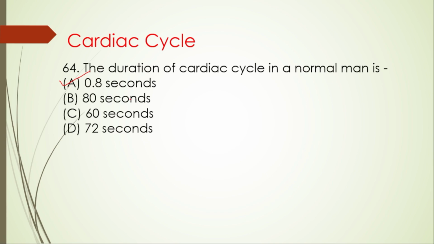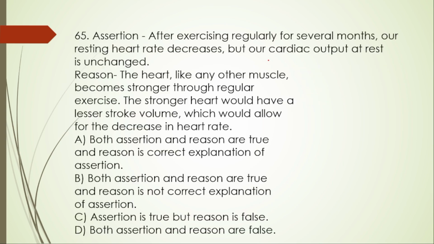To find out the time for one cycle, we can divide the number of seconds in a minute. Like we have 60 seconds in a minute, divided by how many beats? 72 beats usually. So if I am dividing it, I will get 0.83 second. So in standards, 0.8 you can take.